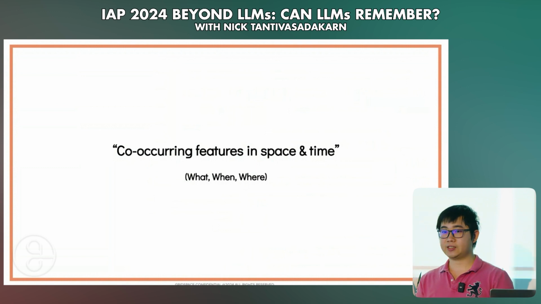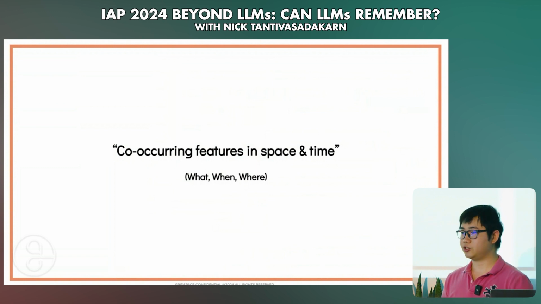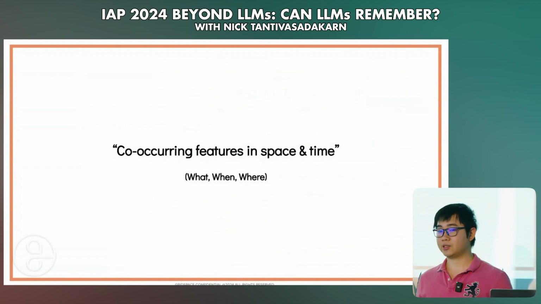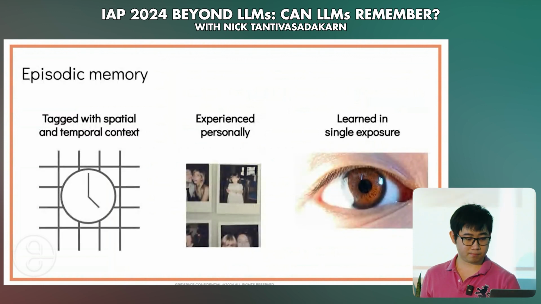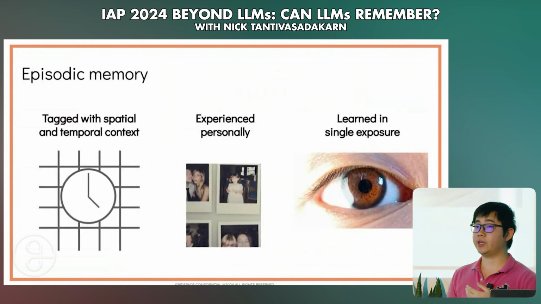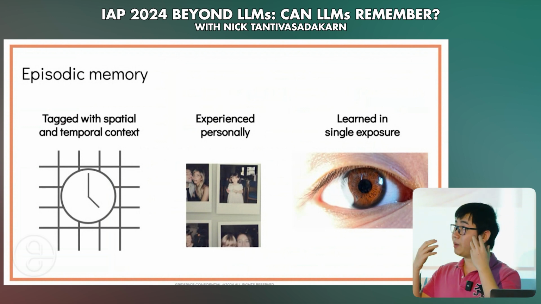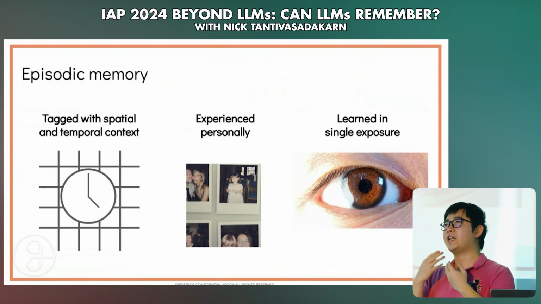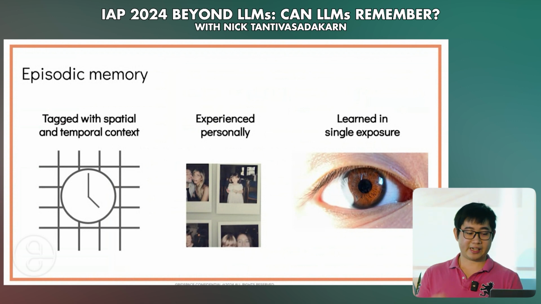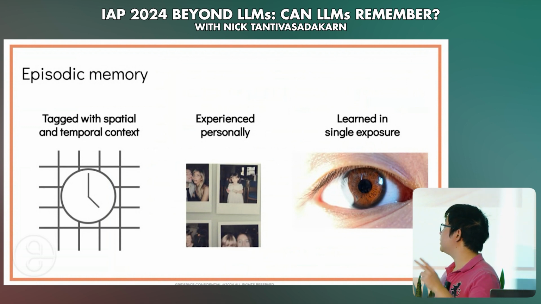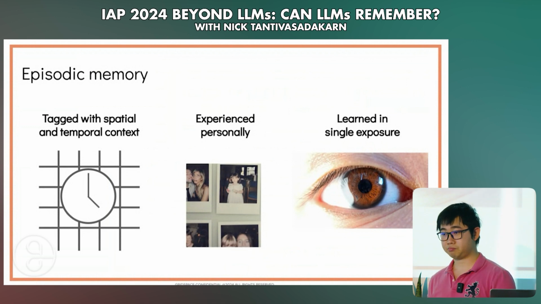So think of things like, what happened after you had lunch yesterday? What happened during the last lecture? These are all episodic memory. So episodic memory is always tagged with spatial and temporal context. If you think about an event, you can always say it happened at this time and at this place.